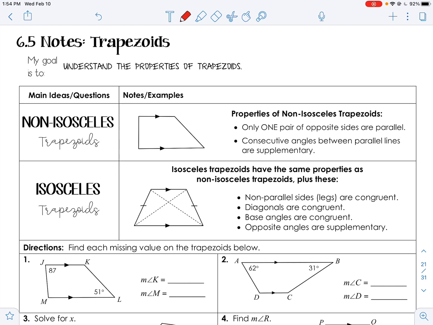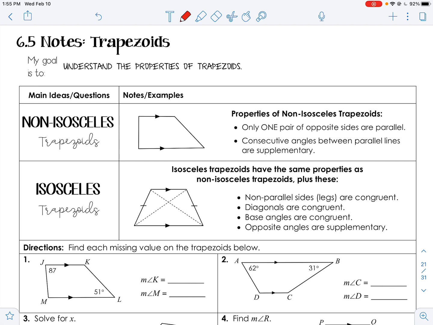All right, guys, trapezoids. So, 6.5, Unit 6, Section 5, all about those trapezoids. A trapezoid is a quadrilateral, but it is not a parallelogram because opposite sides are not parallel. It will have a set of parallel sides, but only one.